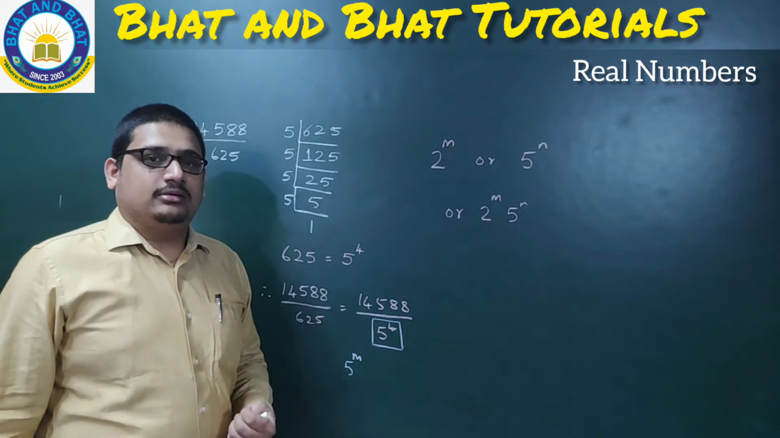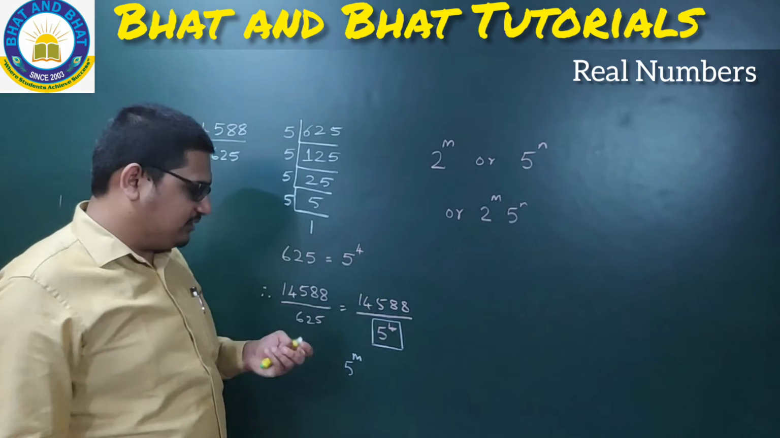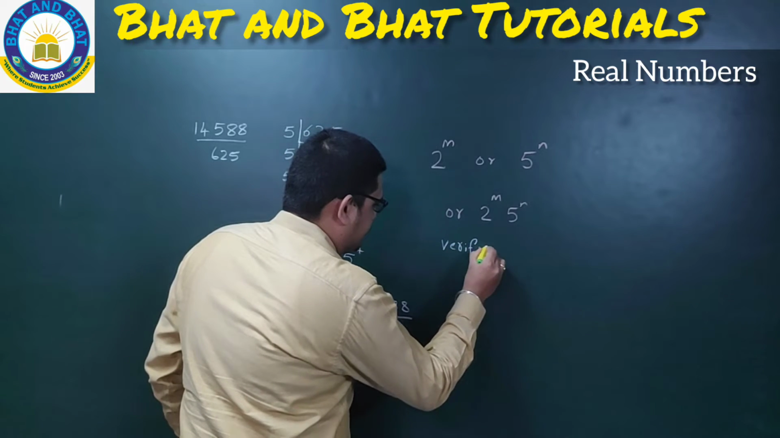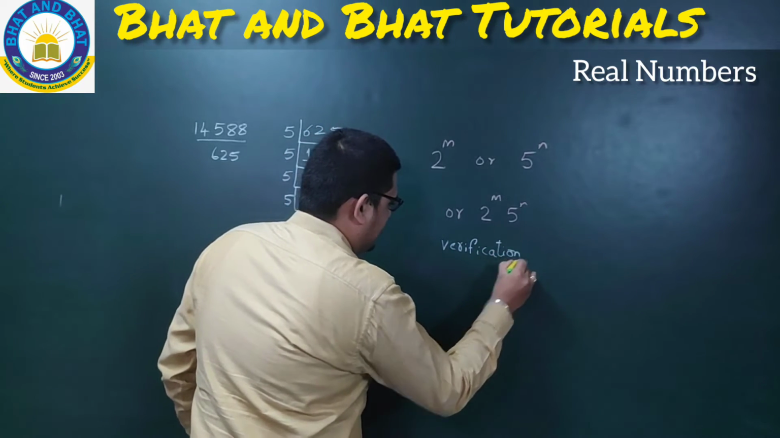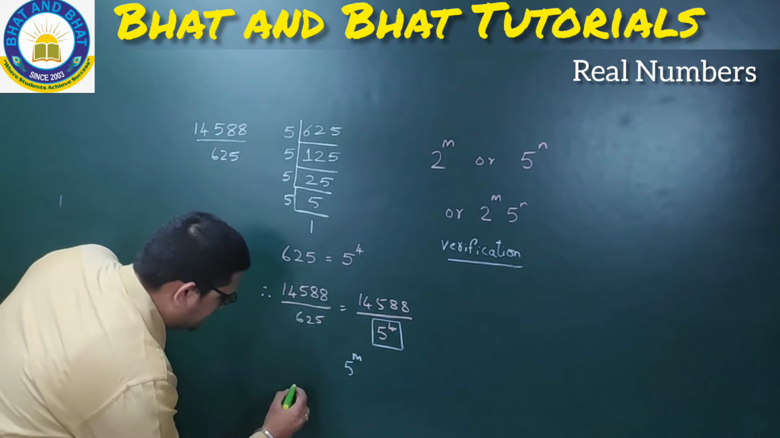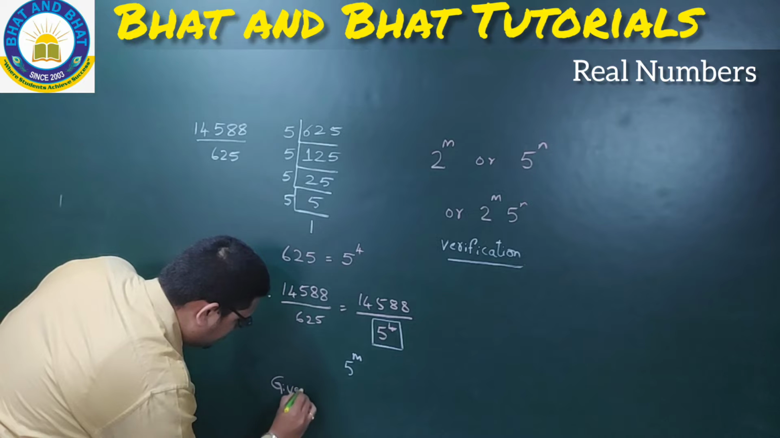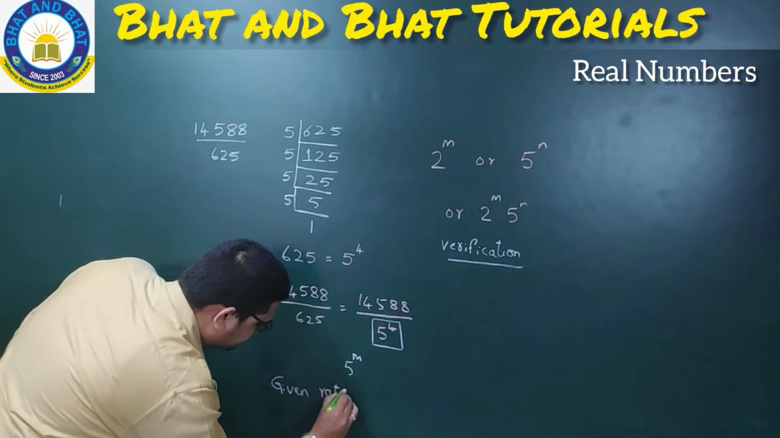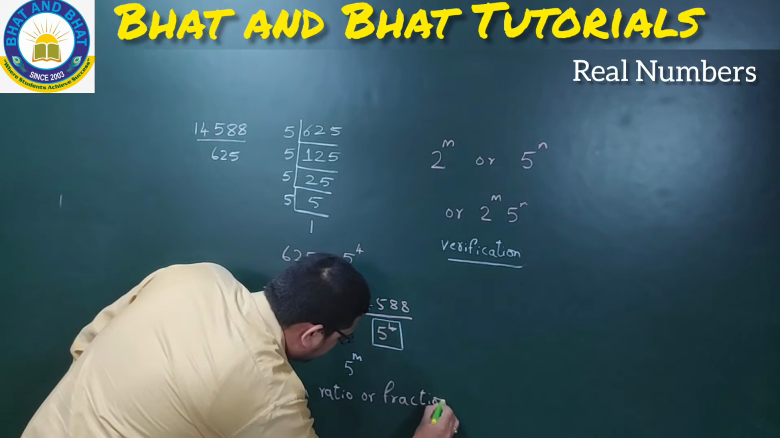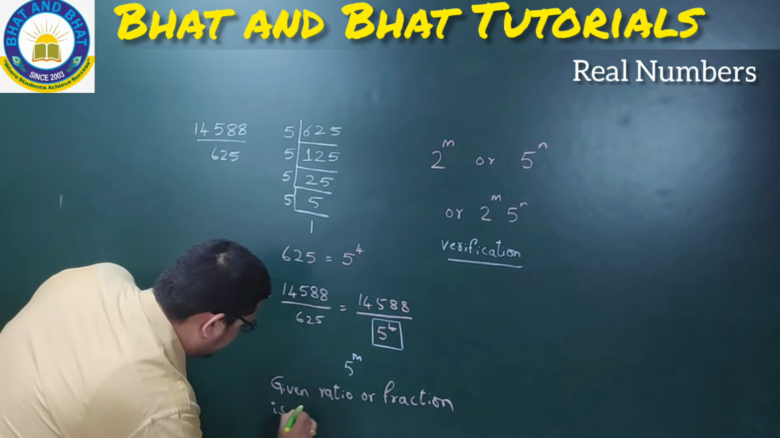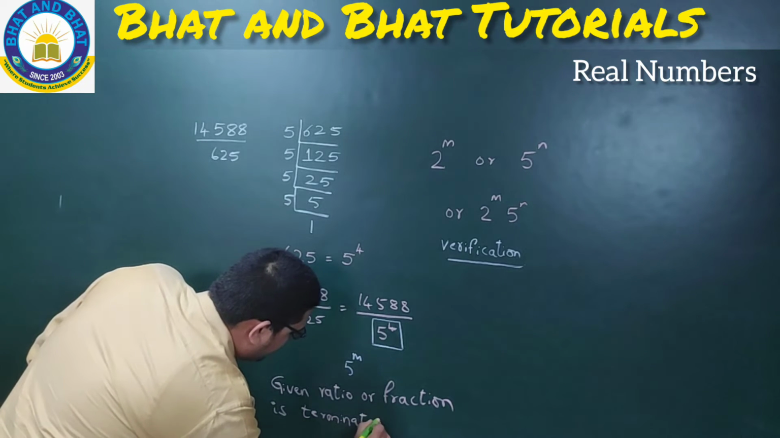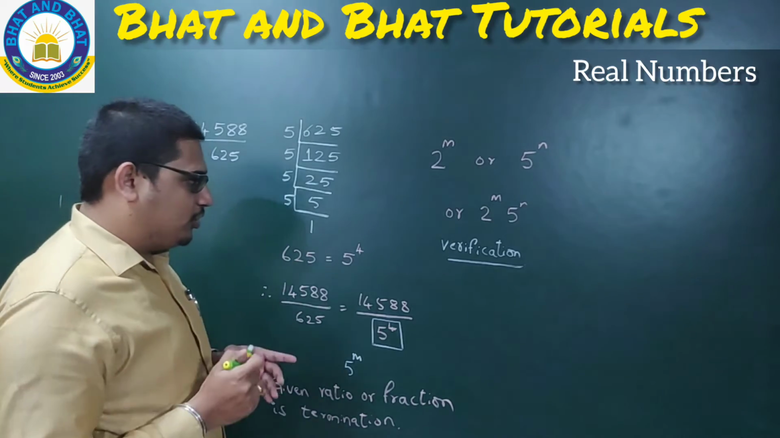That means if I do the actual long division now, we will observe that this results in a terminating decimal. So let us verify that. What is my conclusion? By observing the denominator itself, I am saying that since it is in the form of 5 power m, the given fraction is terminating. So this is my conclusion.